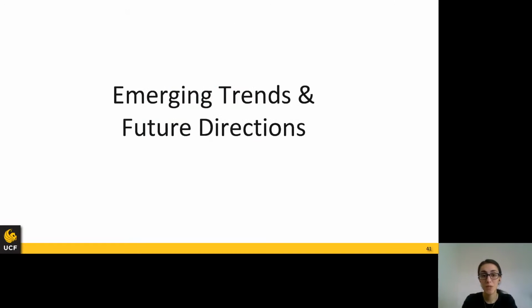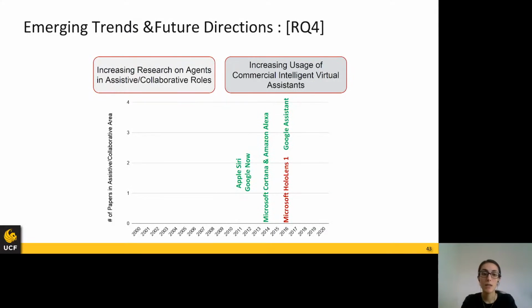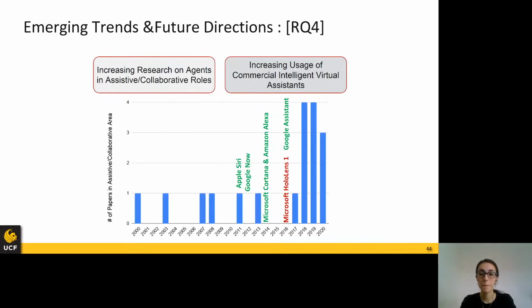Going over some of our emerging trends and future directions. First, I want to draw your attention to the potential relationship between increasing research on agents in assistive and collaborative roles and also increasing usage of commercial intelligent virtual assistants. So in this timeline, you can see the release year of some of these intelligent virtual assistants and also Microsoft HoloLens 1. And if we plot the papers looking at embodied agents in assistive and collaborative roles, we see that this number increases after the release of these technologies.